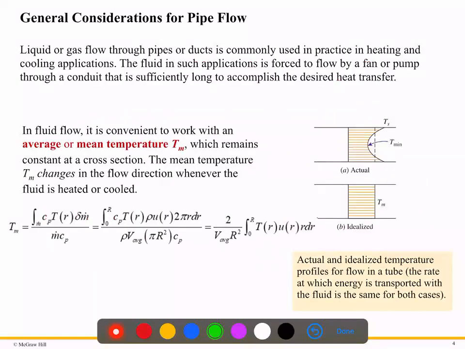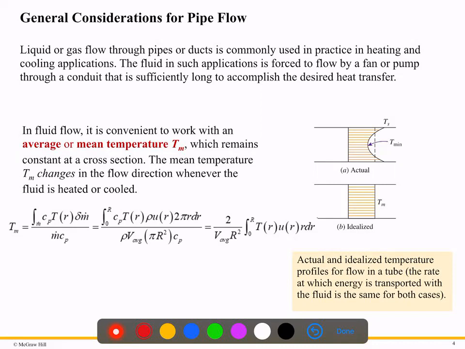Then when we're talking about pipe flow and heat transfer, all these things are important. Here are the general assumptions. Look, what I really want to stress here is that you need to consider the mean temperature.